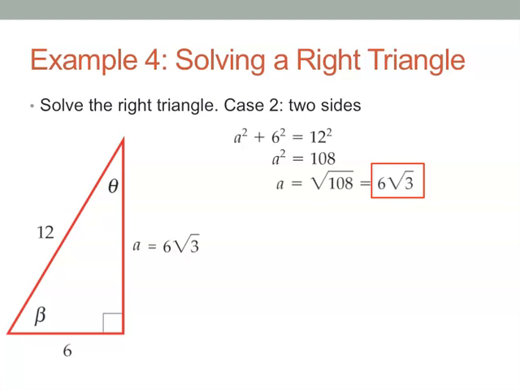Okay, now we need to solve for the two angle measures. Now it's up to you which angle measure you want to solve for first. I'll go ahead and solve for beta. Use information that was given to you already, so the 6 and the 12. 6 is adjacent to beta, and 12 is the hypotenuse. So it looks like we should use cosine. Cosine beta is equal to 6 over 12, which is 1/2. And then using inverse cosine of 1/2 should give you 60 degrees.